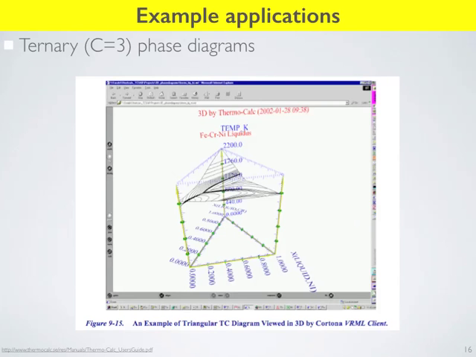Ternary phase diagrams. Now it's not common tangent lines, it's common tangent planes, and so this will be solved numerically. You can plot things such as this. This is a ternary phase diagram for Fe-Cr-Ni, and I guess we're plotting the liquidus as a function of temperature. You could also get this to plot the phase diagrams.